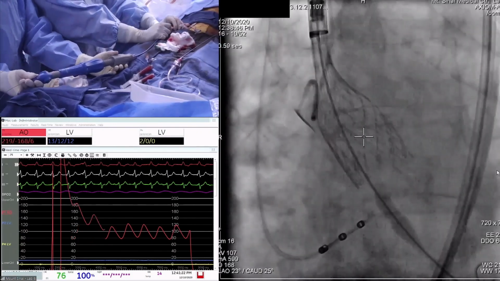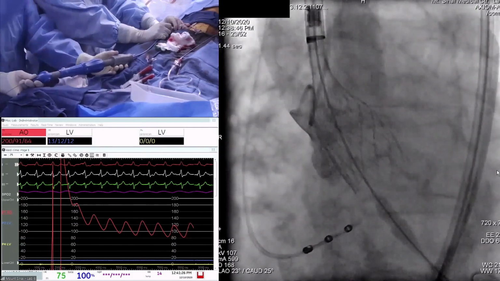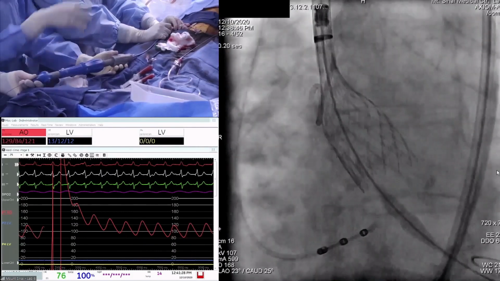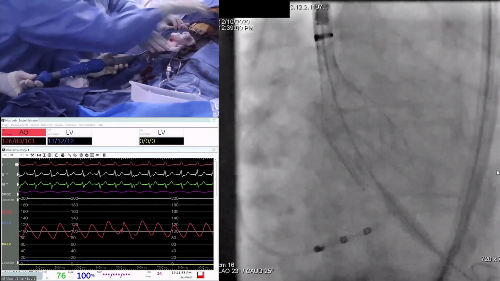What do you think, everybody? Looks great. Looks very nice. No, a little bit of, okay, that's okay. Go for it. No, the pigtail is already up. Pigtail is already up. Okay, go.